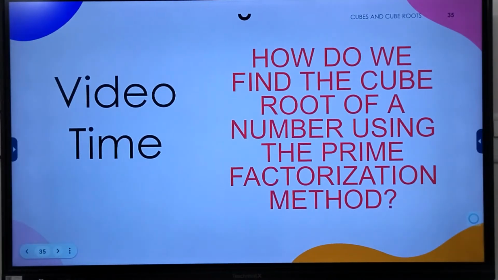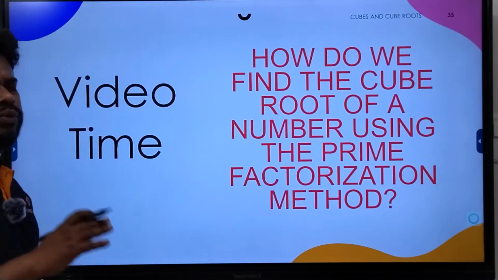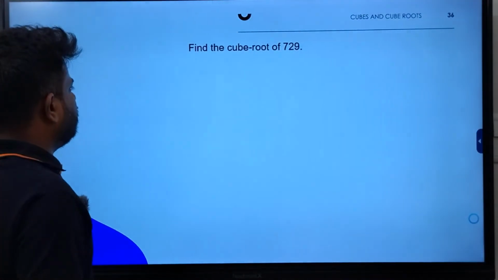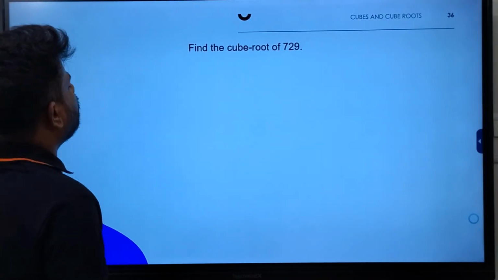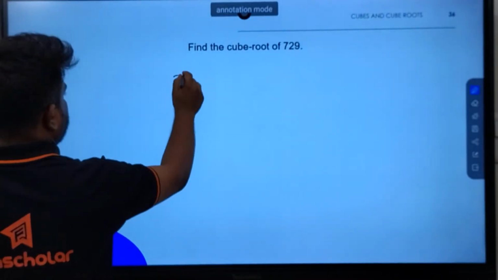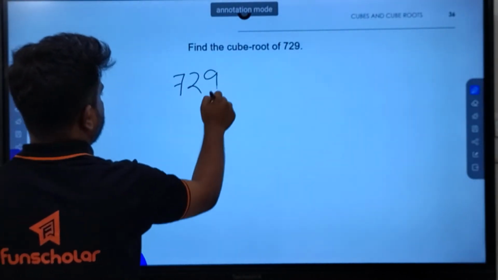Again, how do we find the cube root of a number using the prime factorization method? Okay, I am not playing the video because you guys may already know the video. So find the cube root of 728. So let's try to find this one.